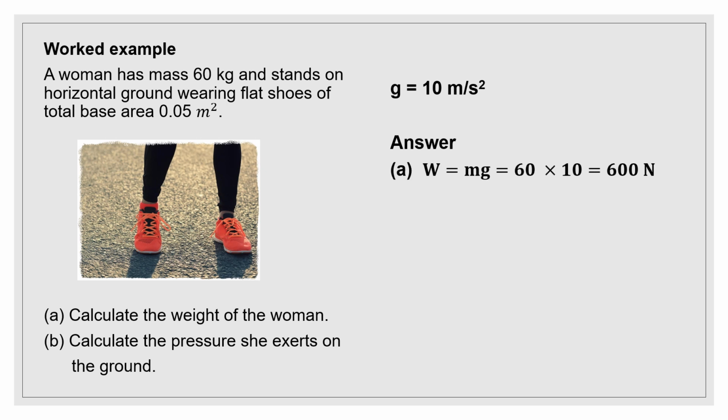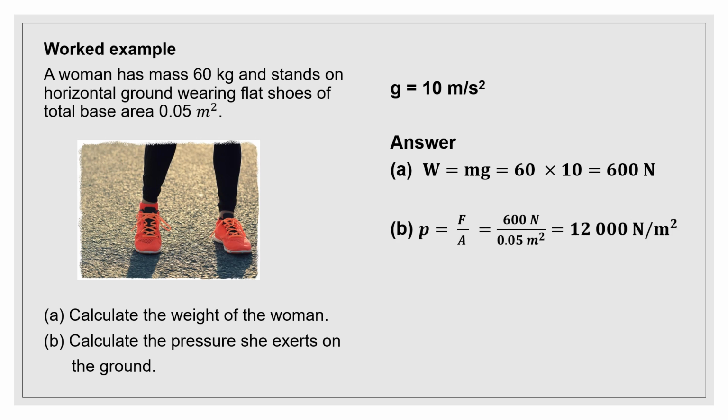So the answer is weight is equal to mg, that is mass times acceleration due to gravity, and this gives 60 times 10, that is 600 newtons. This is the weight of the woman, and it is also the force that she exerts on the ground.